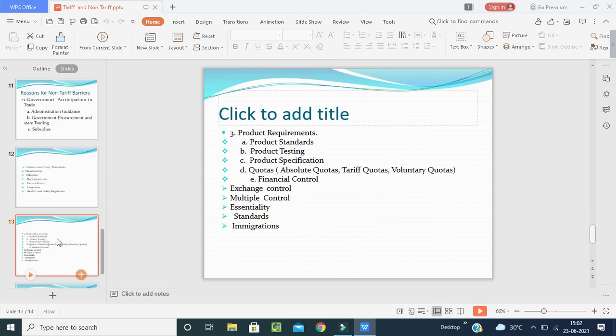Next, product requirements. The product requirements consist of product standards, product testing, product specification, and product quotas. Like absolute quotas will be there, the tariff rate quota will be there, warranty quotas will be there. Already we have discussed this. Next, in the financial control, the exchange control will be there, multiple exchange rates will be there, standards will be there, immigration will be there. All these things should be taken care of properly and commonly.